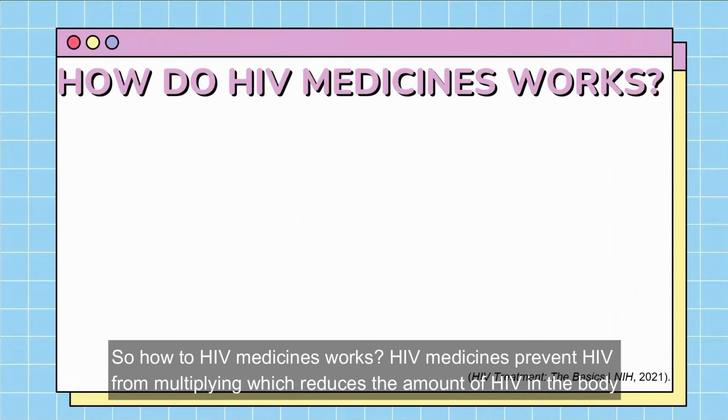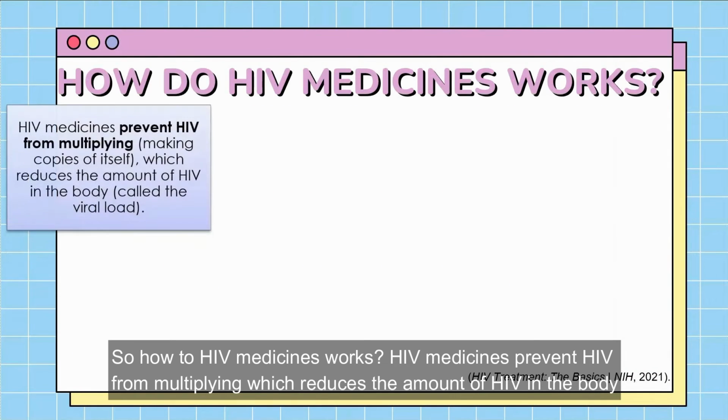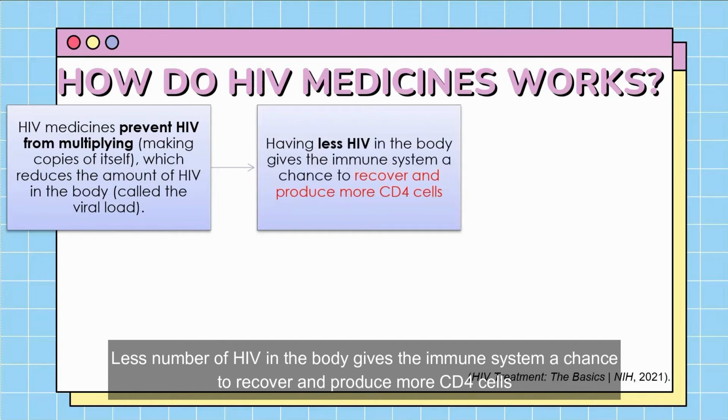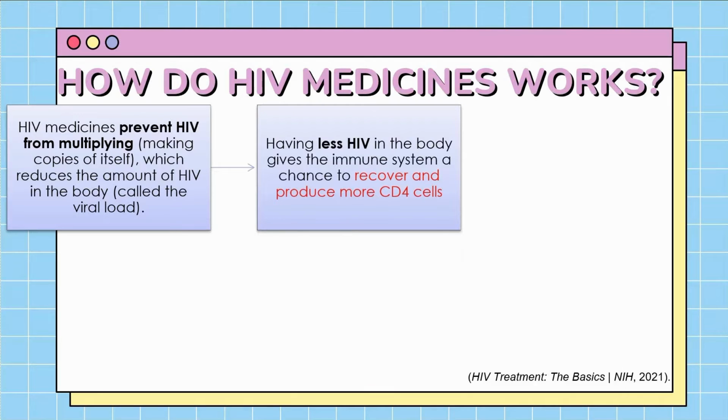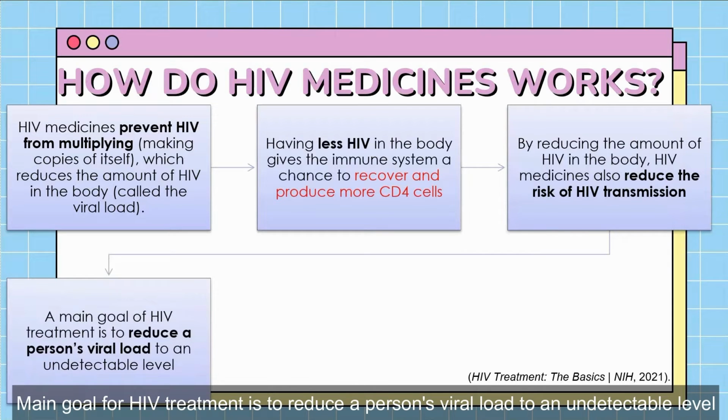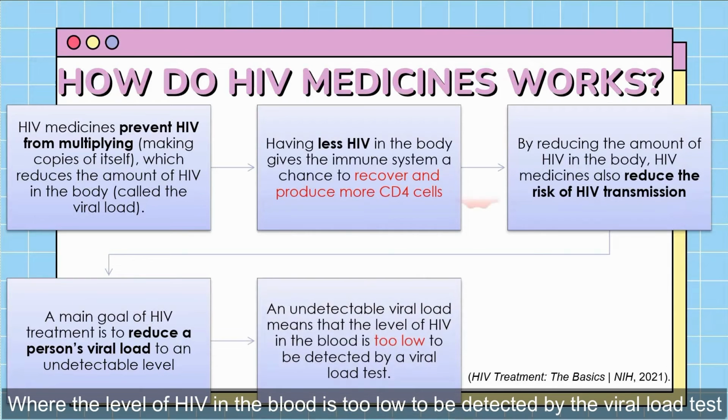So how do HIV medicines work? HIV medicine prevents HIV from multiplying, which reduces the amount of HIV in the body. A smaller number of HIV in the body gives the immune system a chance to recover and produce more CD4 cells. HIV medicines also reduce the risk of HIV transmission. The main goal for HIV treatment is to reduce a person's viral load to an undetectable level, where the level of HIV in the blood is too low to be detected by the viral load test.